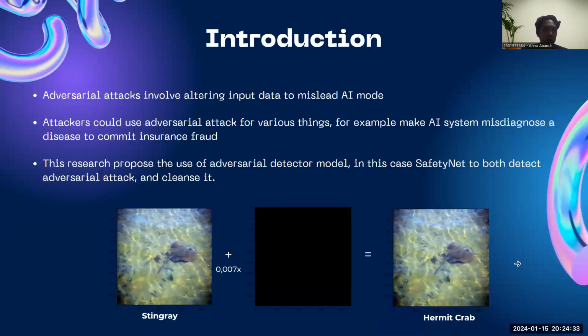And in the introduction, our paper talks about adversarial attacks, which involve altering input data to mislead AI models. Attackers could use adversarial attacks for various things. For example, making an AI system misdiagnose a disease to commit insurance fraud.